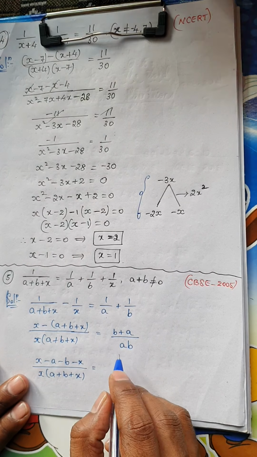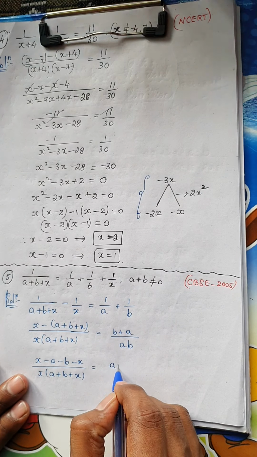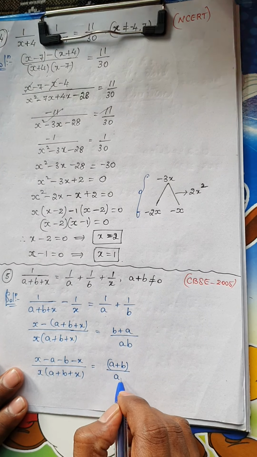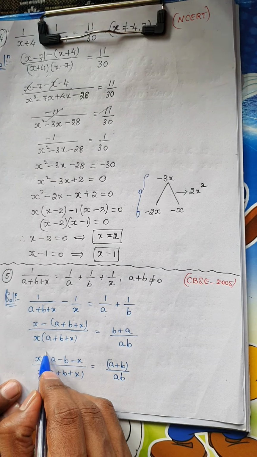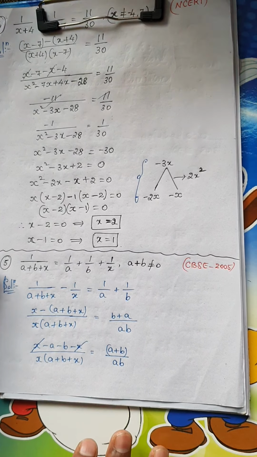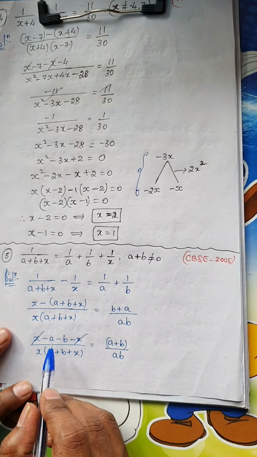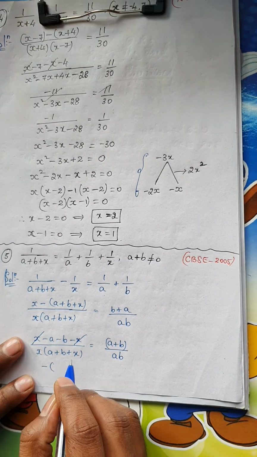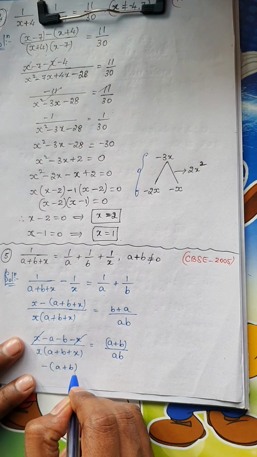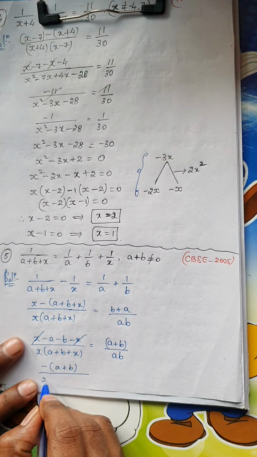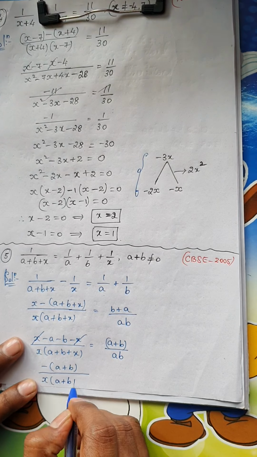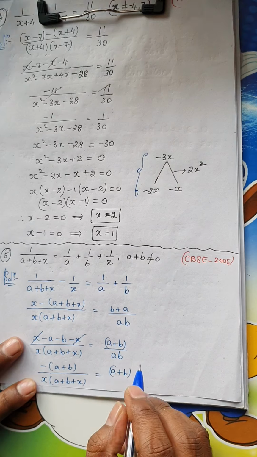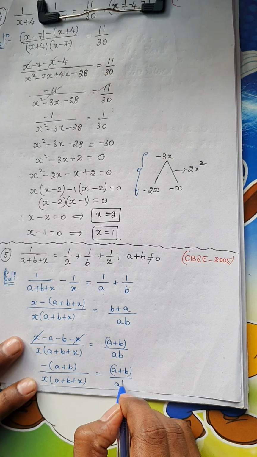For my simplification, we know that a plus b is same as b plus a. I'm going to write it as a plus b divided by a into b. Now plus x and minus x get cancelled. Now friends, you can see here I have minus a minus b. So if I take a minus term outside, I'm going to get a plus b divided by x into a plus b plus x, which is nothing but a plus b divided by a into b.